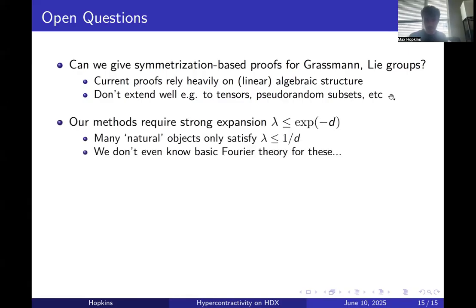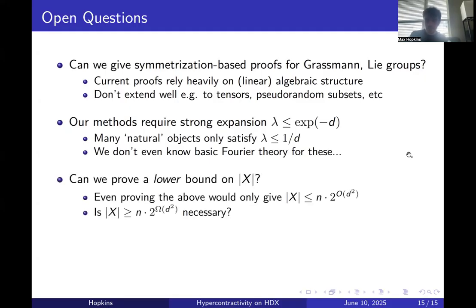Second, I mentioned briefly earlier that our methods actually require quite strong expansion of the complex. You need to take the lambda spectral expansion parameter to be something like 2 to the minus d, inverse exponential in d, whereas many natural objects really only satisfy about lambdas like 1 over d. And much less than hypercontractivity, we actually don't even know a theory of basic Fourier analysis on these. We don't know a Fourier basis or whether something should exist. So there's a lot open here in this regime of weak high-dimensional expansion.